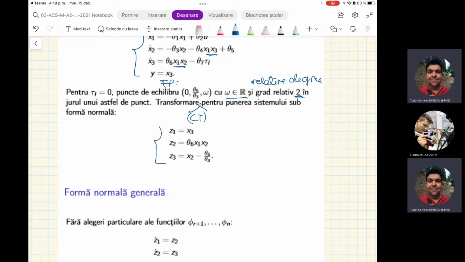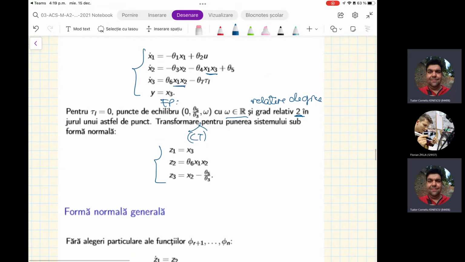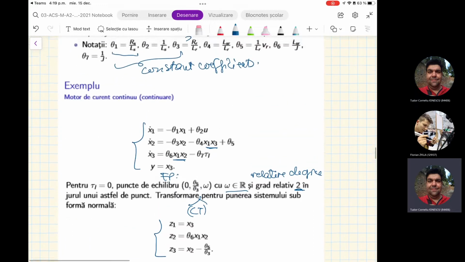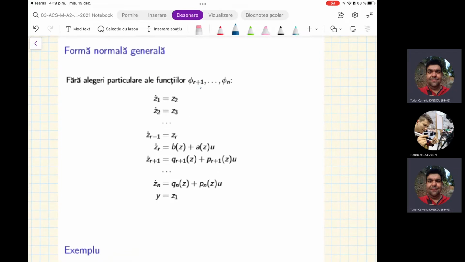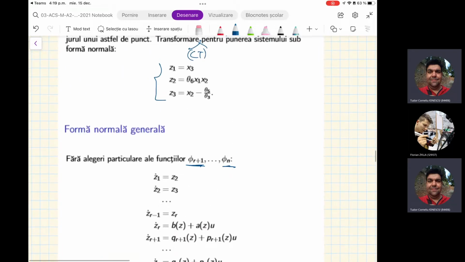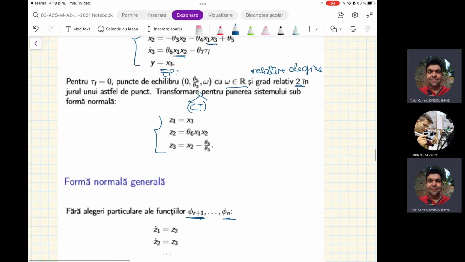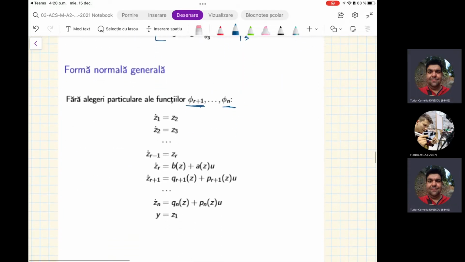This is the coordinate transformation CT because we have 3 states. And we apply this coordinate transformation with no particular choices of the functions from relative degree r plus 1 to n. Relative degree is 2, so essentially you need to compute another phi 3. So this is phi 1, phi 2, and this is phi 3.